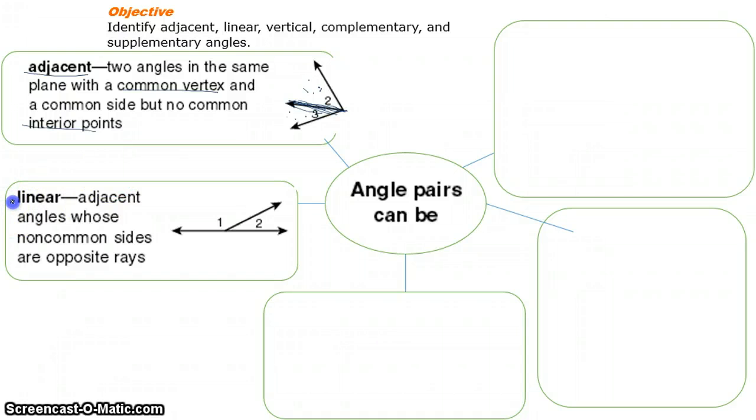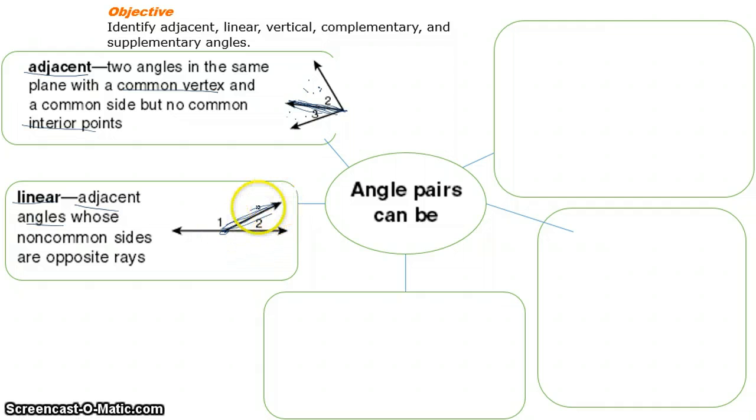Our next one are our linear pairs. Linear pairs are adjacent angles. Oh, we talked about adjacent angles, right? Remember, adjacent angles are 2 angles in the same plane with a common vertex and a common side. Alright, so we have down here angles 1 and 2. They do have a common vertex. It's right here. Okay. They do have a common side, which is this ray right here. Okay. But what makes it a linear pair is this.